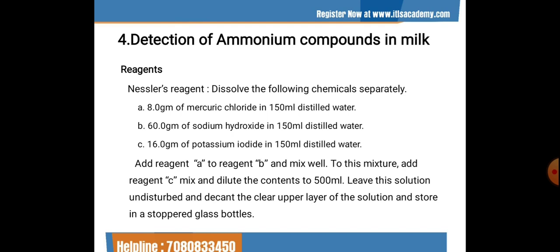Now leave this solution undisturbed, decant the clear upper layer of the solution and store it in a stoppered glass bottle. This is how you prepare Nessler's reagent. You mix solutions A and B together, then mix the C solution into it and make the volume up to 500 ml.